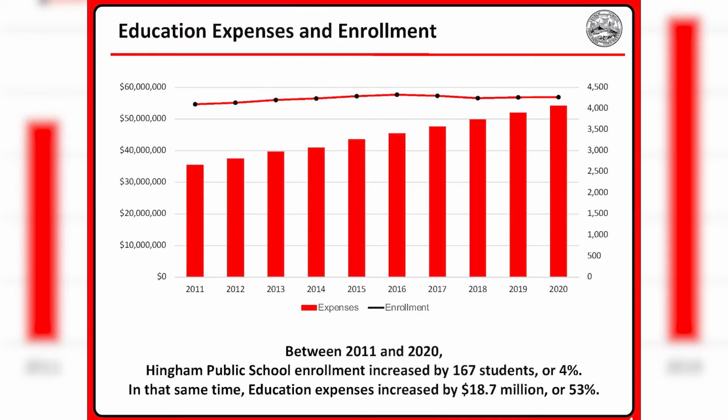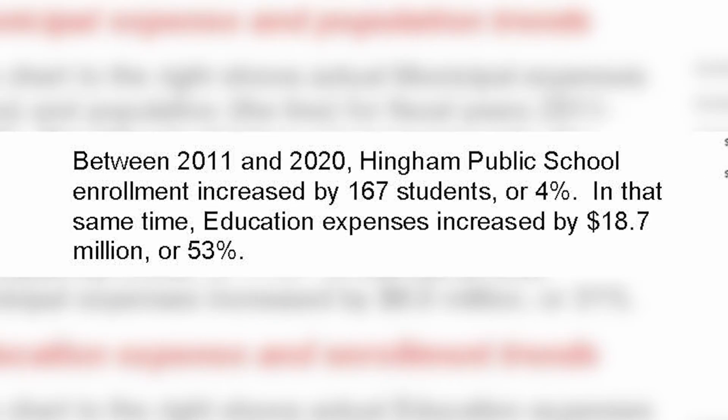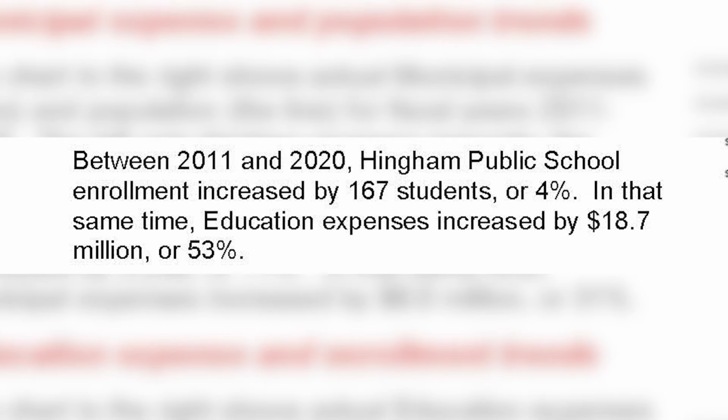This chart shows education expenses, the red bars, and enrollment, the line, for fiscal years 2011 through 2020. The left axis displays expense amounts, and the right axis displays school enrollment. The source for school enrollment data is the Massachusetts Department of Elementary and Secondary Education, or DESE. Between 2011 and 2020, Hingham Public School enrollment increased by 167 students, or about 4%. In that same time, education expenses increased by $18.7 million, or 53%.